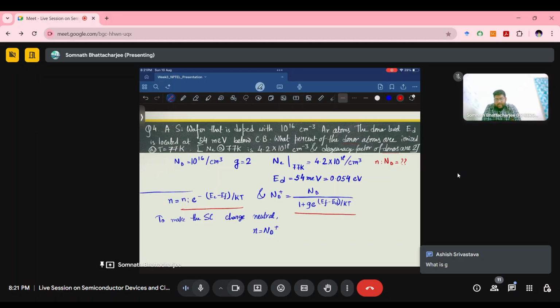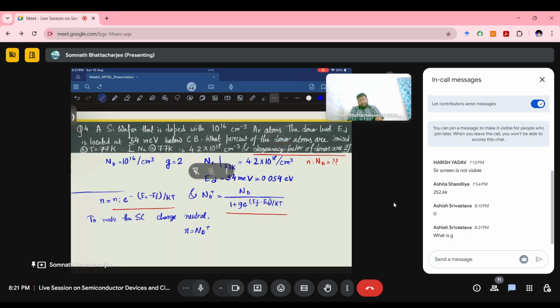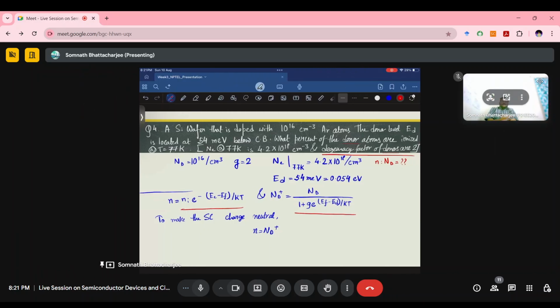What is G? G is the degeneracy factor, that is 2. Here they have written that the degeneracy factor of donors is 2. So we have got the value of G here. Just get the answer and then I'll also solve this equation and we'll check if my answer is also correct or not.